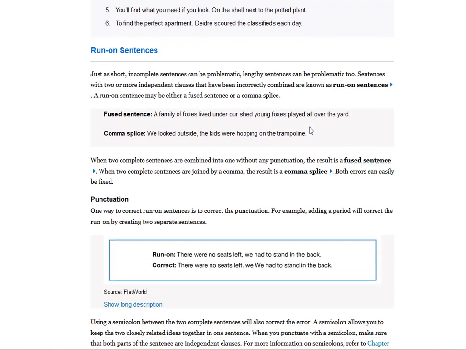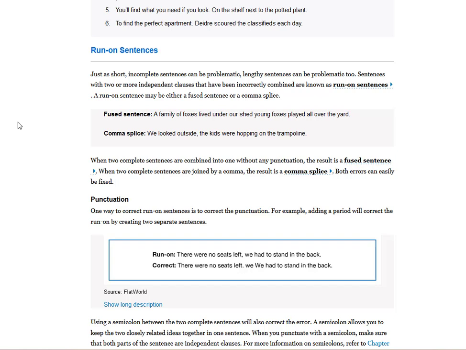A run-on sentence. Just as a short, incomplete sentence can be problematic, lengthy sentences can be problematic too. Sentences with two or more independent clauses that have been incorrectly combined are known as run-on sentences. A run-on sentence may either be a fused sentence or a comma splice. So, a family of foxes lived under our shed. Young foxes played all over the yard.